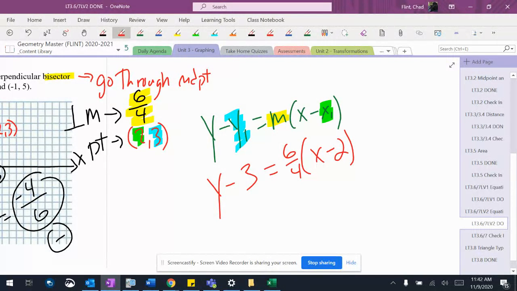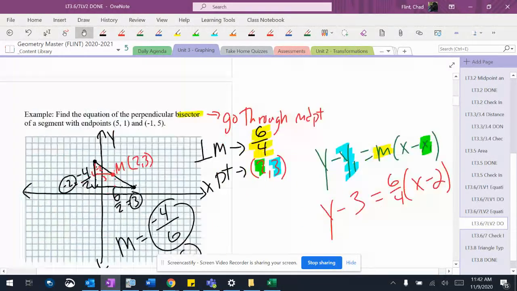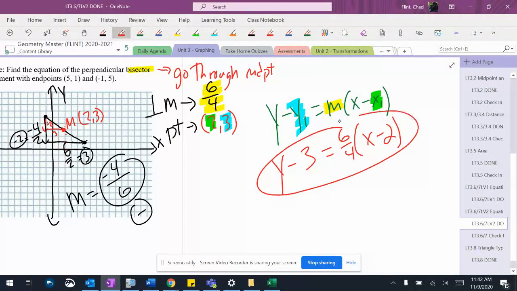You can reduce that if you want to. It does not say that that equation has to be in any specific form, so I'm going to leave it just like that. y minus 3 equals 6/4 times x minus 2. You can reduce the slope if you really want to, but again, there's no need to. It's just extra work and more possibility that I can get something wrong.